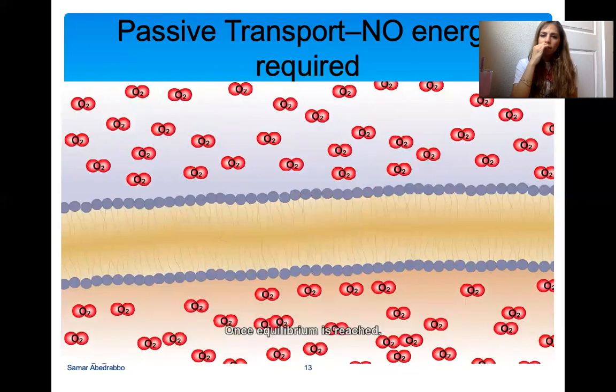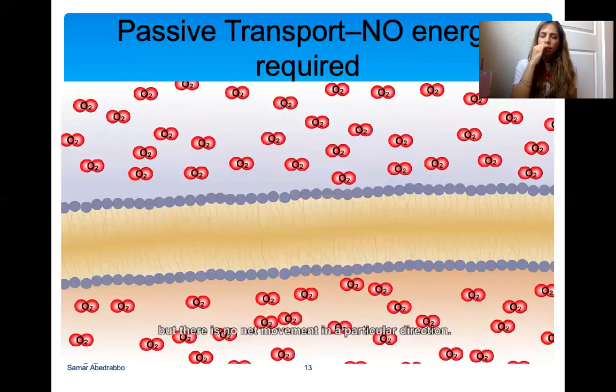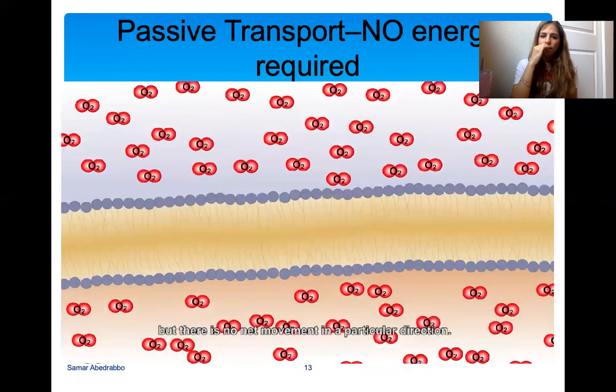Once equilibrium is reached, molecules will still move across the membrane, but there is no net movement in a particular direction.